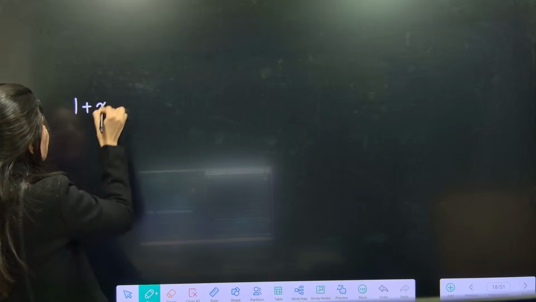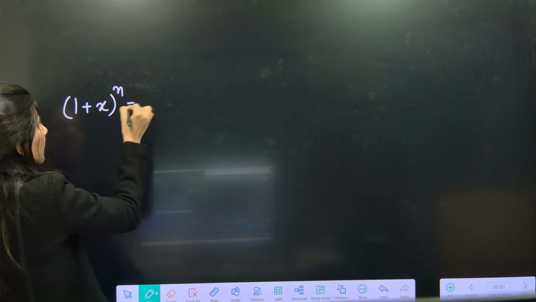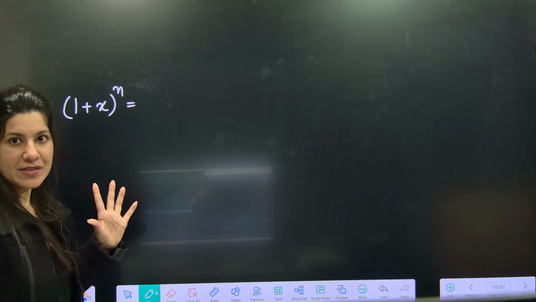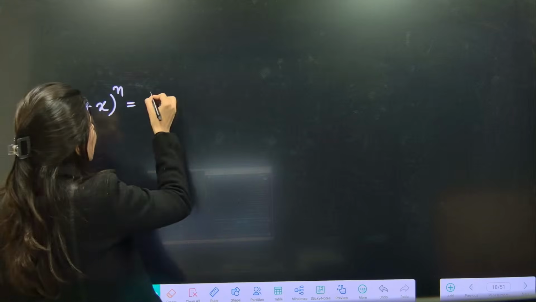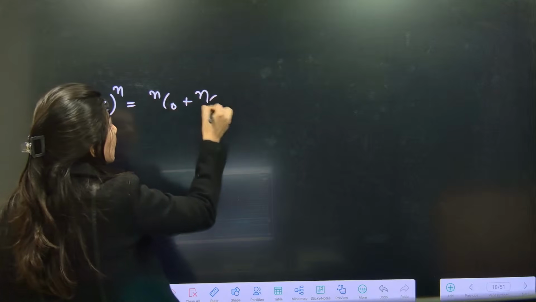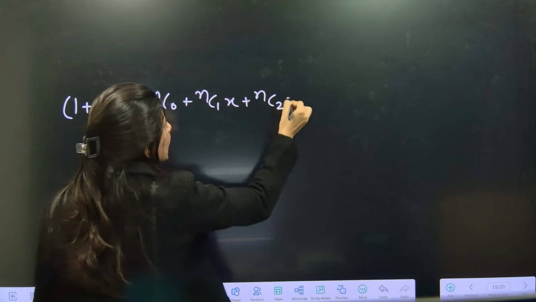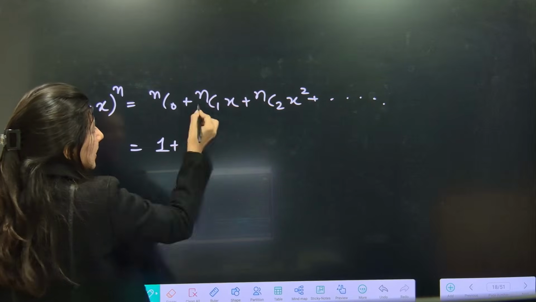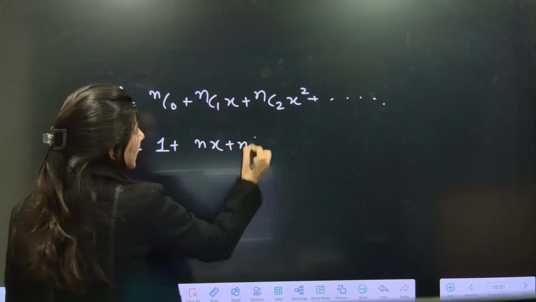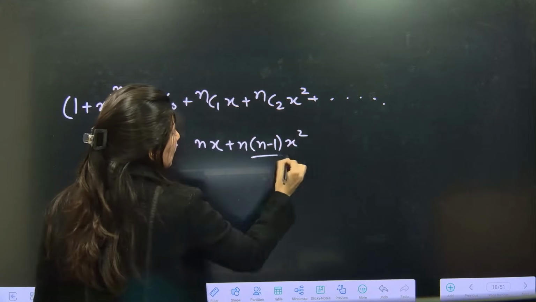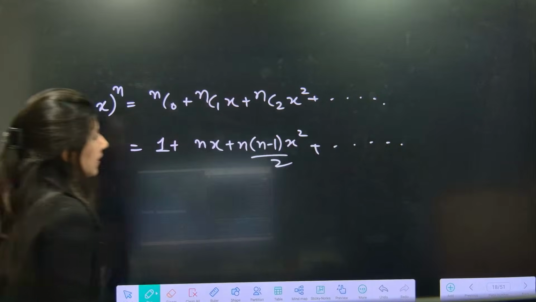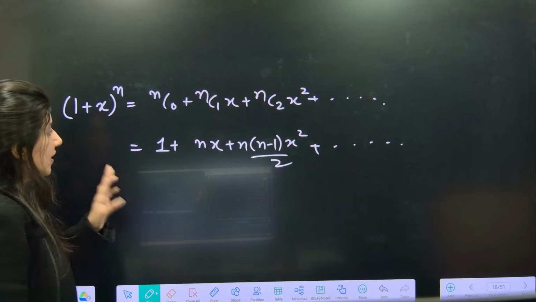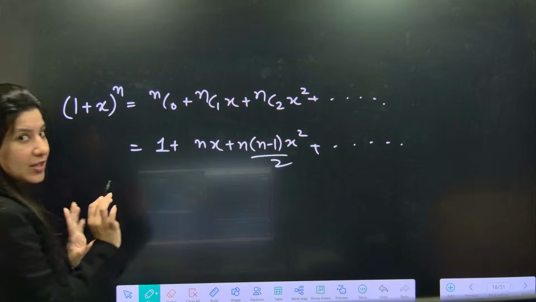Suppose you have 1 plus x power n. Tell me, 1 plus x power n is what? nc0 plus nc1x plus nc2x square and so on. Correct? nc0 is what? 1. nc1, so this is nx plus n into n minus 1 x square by 2 and so on. If at all, x is an integer.